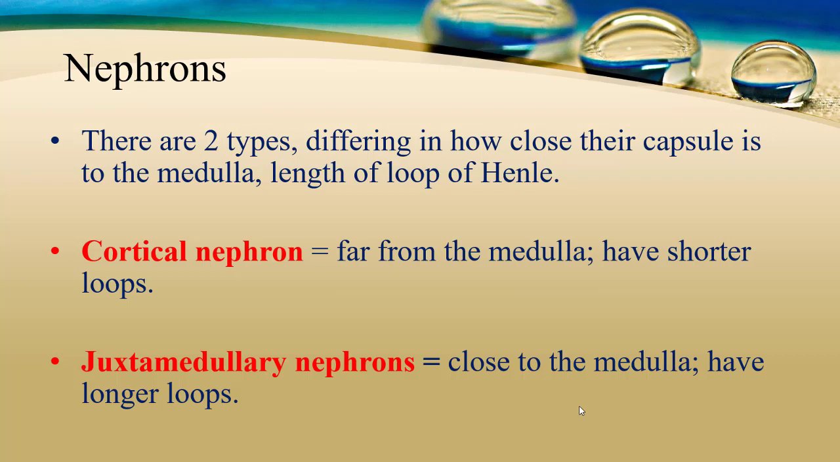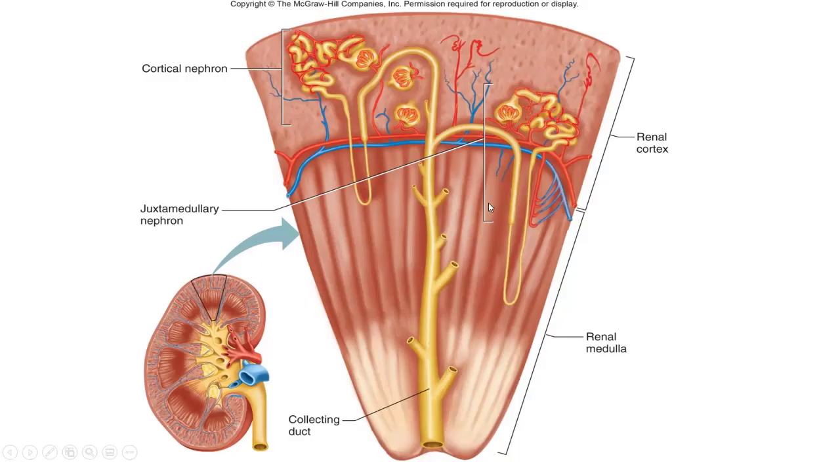A cortical nephron will be very far from the medulla, and these will also have shorter loops of Henle. Of course, the opposite is going to be true for the other kind. For the juxtamedullary nephrons, these are going to be very close to the medulla and have longer loops of Henle. Right, so for here, we are comparing this nephron here versus this nephron here. This one, you can see the Bowman's capsule is further away from the medulla down here, and they have shorter loops of Henle. That's going to be a cortical nephron because it's more in the cortex than it is in the medulla.